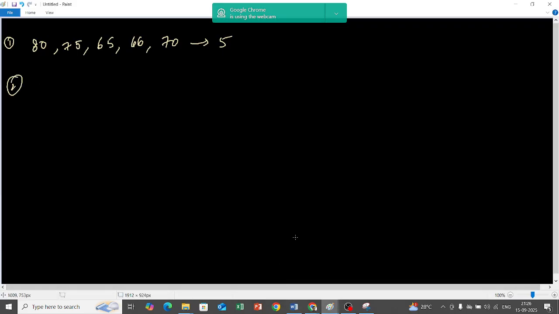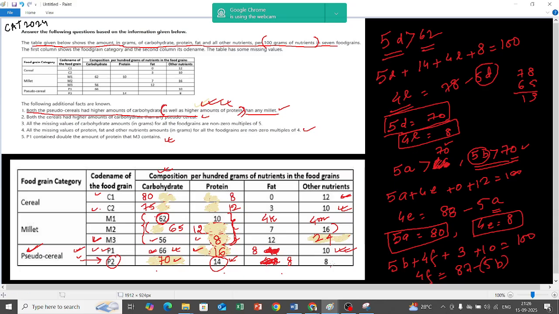Question number 2. Please tell me, have you understood this one? The question is, how many food grains are there which have more carbohydrate than this particular thing, 62.